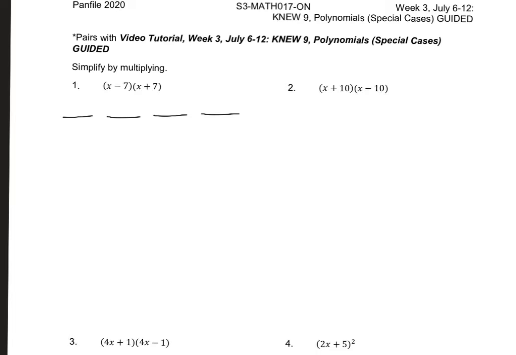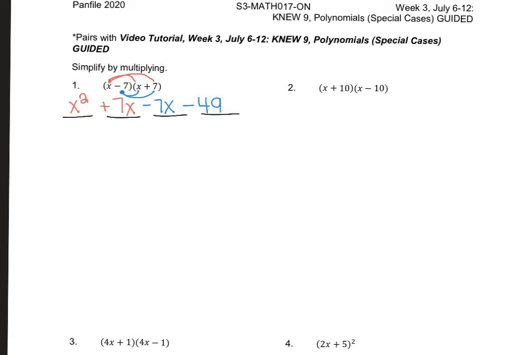So we distribute that x out to the second parenthesis, and we get x times x is x squared. X times positive 7 is positive 7x. Then we're going to distribute this negative 7 to the second parenthesis, and negative 7 times x is negative 7x. Negative 7 times positive 7 is negative 49. Now 49 is a perfect square. That's going to become more important in the new section of this week, but I'll leave it for now.